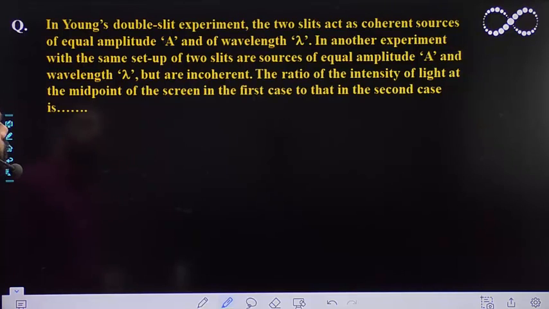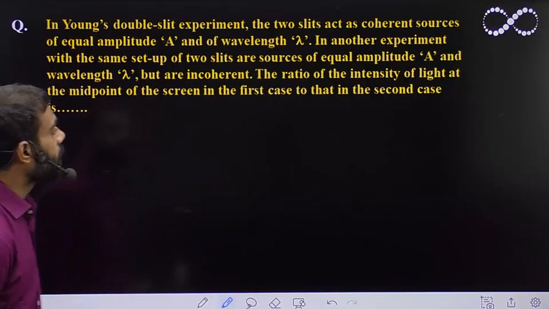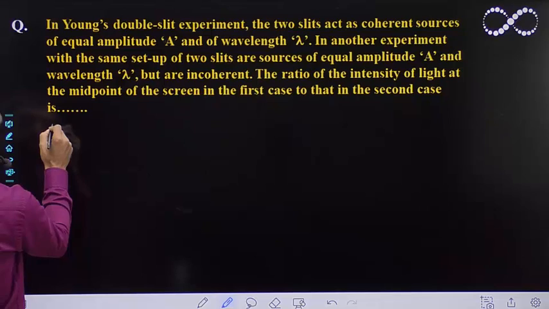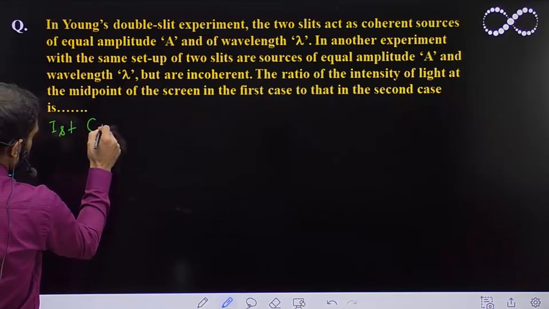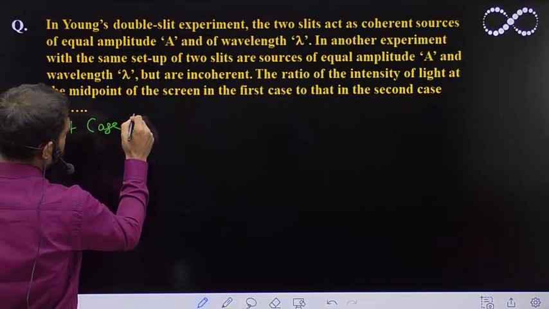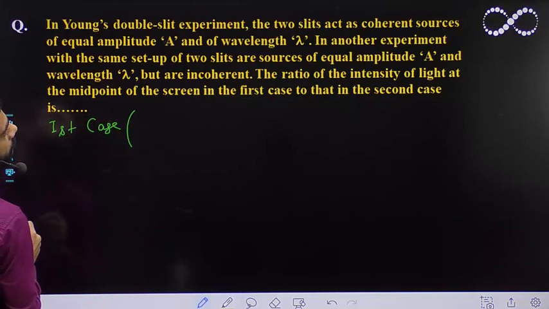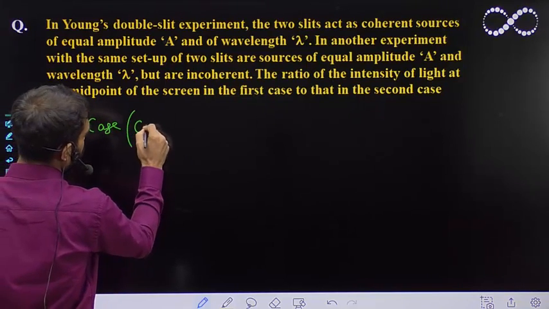The ratio of intensity of light at the midpoint of the screen in the first case to that in the second case. So let us take the first case, where the slits are coherent, where the coherent source is there.